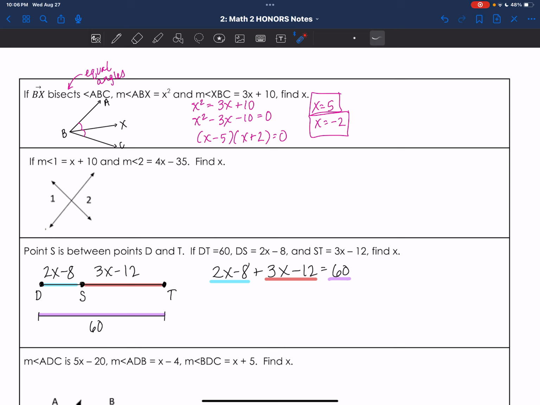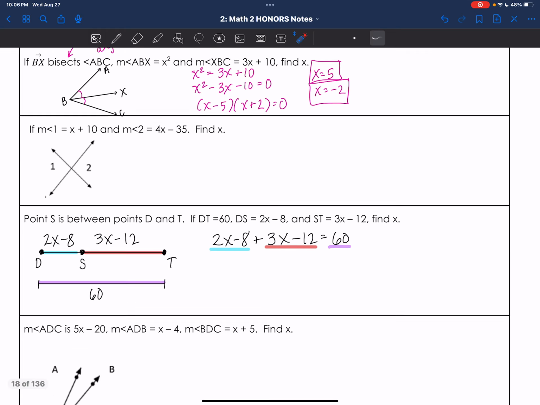So all you do is this is ABX, right there. And then this is XBC. So these are equal to each other. And then when you solve this, since we have an x squared, you need to factor and set it equal to 0, and you'll get x equals 5, x equals -2. All right, I want you to try that one.